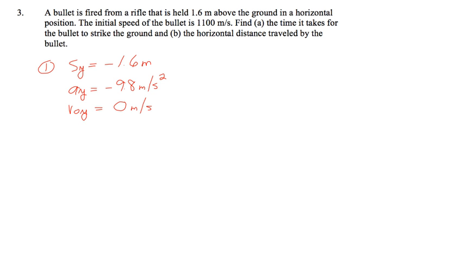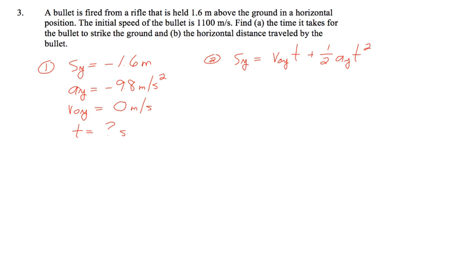I can use those facts to solve for the final velocity in the Y, like what's the vertical velocity when the bullet hits the ground, or how long the bullet is in the air. The question is the time it takes for the bullet to strike the ground, so I am looking for time. So this would be my step 1. My step 2 is to pick the correct equation. The only fact I didn't write down was VFY. So my equation is going to be SY equals VOY T plus 1/2 AY T squared.